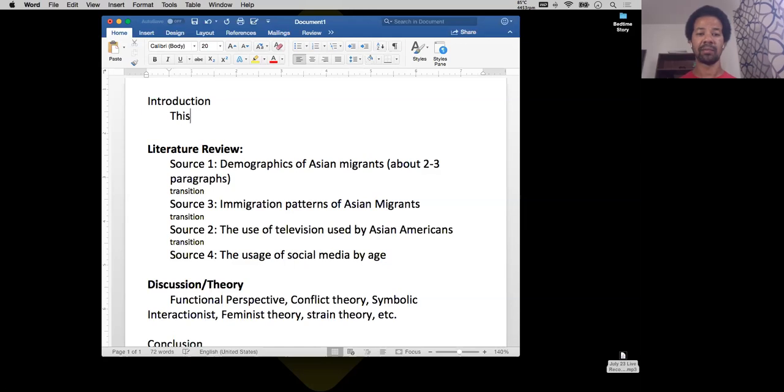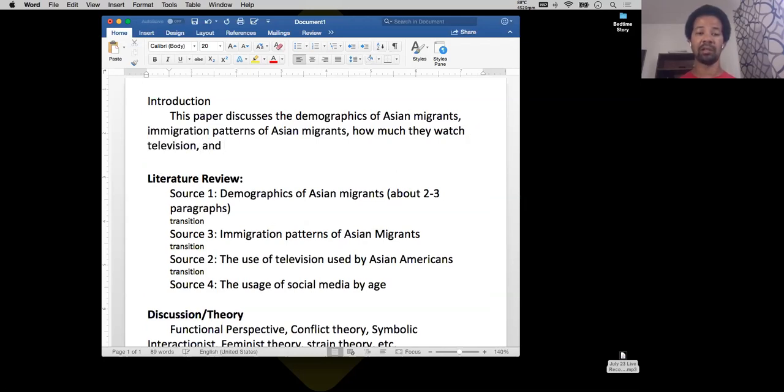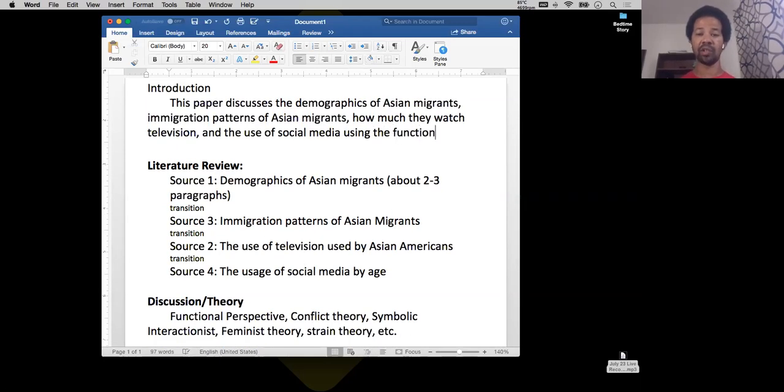So the introduction will read something along the lines of, this paper discusses the demographics of Asian migrants, immigration patterns of Asian migrants, how much they watch television, and the use of social media using, we'll say, the functional perspective.